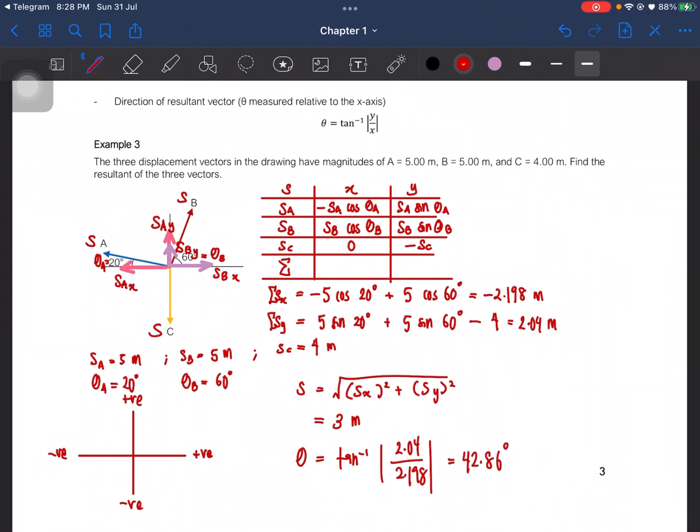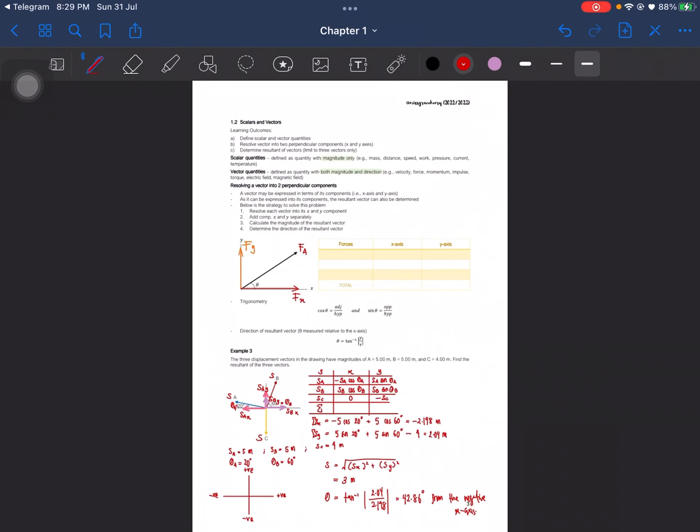Okay, so the displacement x is negative, so it is going to the left, and y is going up because it is positive, so the angle theta is from the negative x-axis. Okay, so this is gonna be from the negative x-axis. All right, okay, so that is the end of our chapter 1.